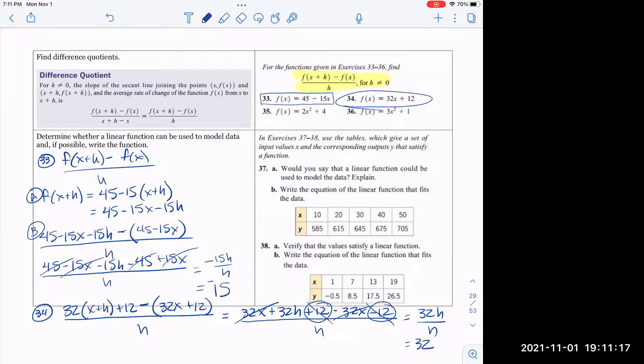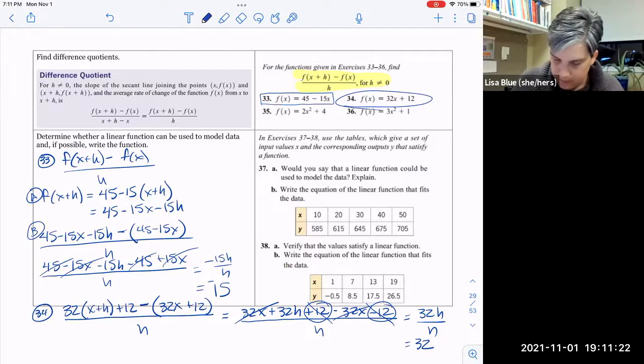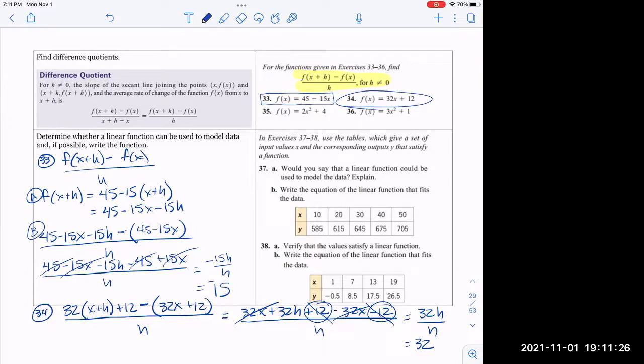Okay, will it be 32 over h or just 32? Just 32. Oh, well, because the h will, okay, yeah. Okay. So, yeah, thank you.